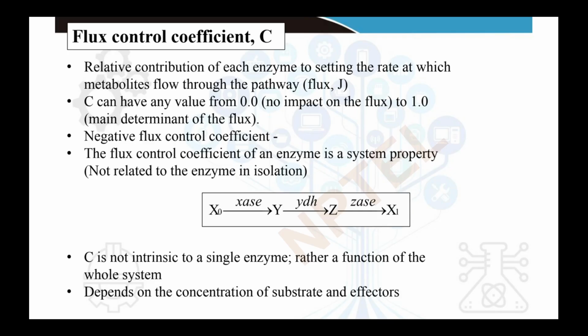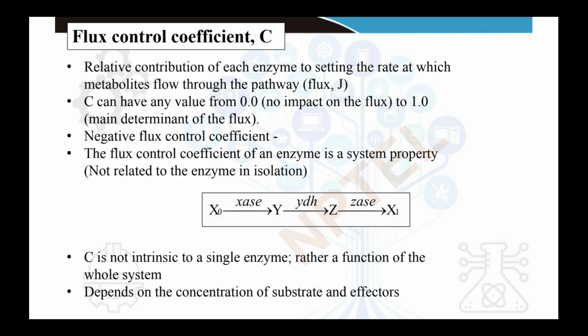So, flux control coefficient, basically, it is the measure of the relative contribution of each enzyme to setting the rate at which the metabolites flow through the pathway. So we have a pathway here. You can see here is a hypothetical pathway. X goes to Y, goes to Z. So like any metabolic pathway.